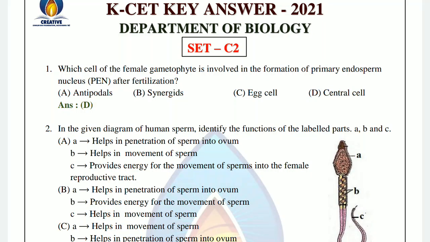Today we'll see KCET answer key 2021 biology. I have set C2. All the sets contain the same questions but they are randomly arranged. So we'll see the first question. First question is, which cell of the female gametophyte is involved in formation of primary endosperm nucleus, PEN, after fertilization? The correct option is D, central cell.